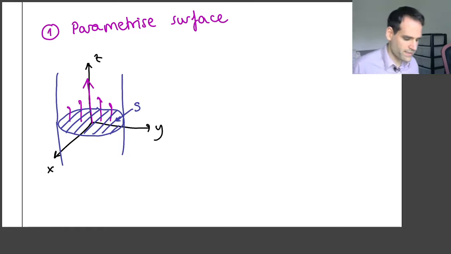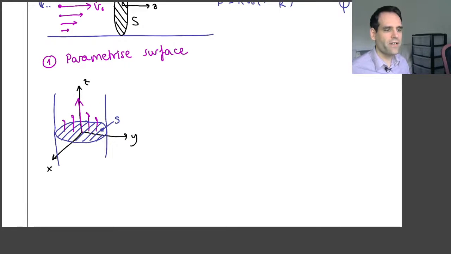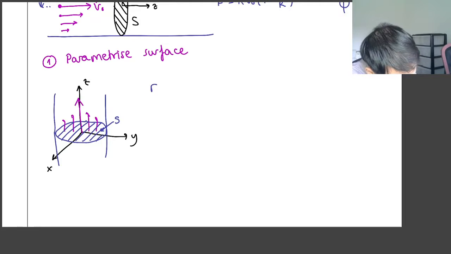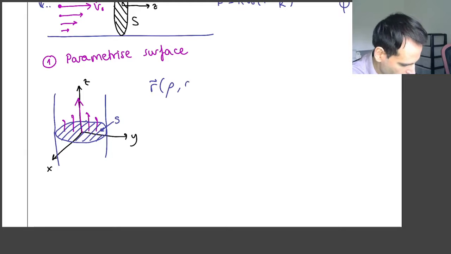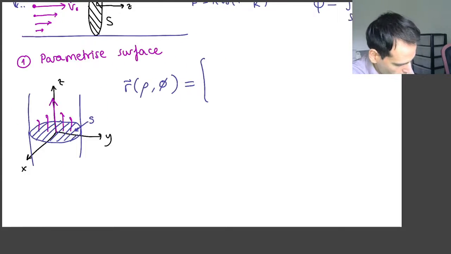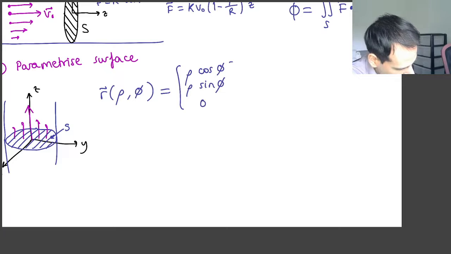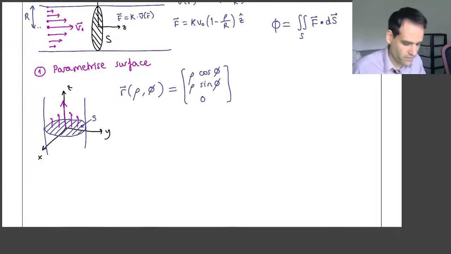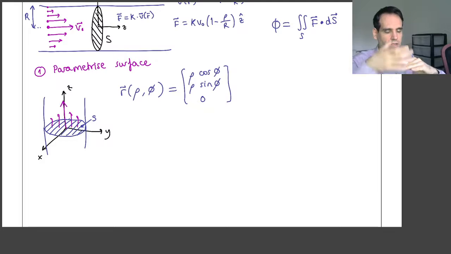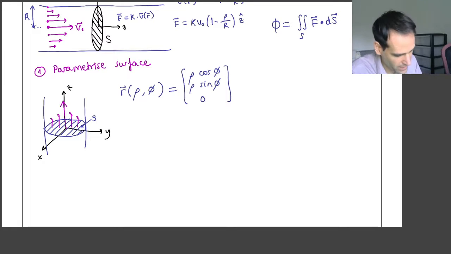Okay, so this disk is easy to parameterize in cylindrical coordinates, right? So r, we will have two parameters, which are the distance from the z-axis, rho, and the azimuthal angle, phi, and this will be equal to rho cosine phi, rho sine phi, and then z we can set z equals 0, because the flow on this pipe does not depend on where we are along the pipe, so we can choose any value of z. For example, z equals 0, which is this surface here.